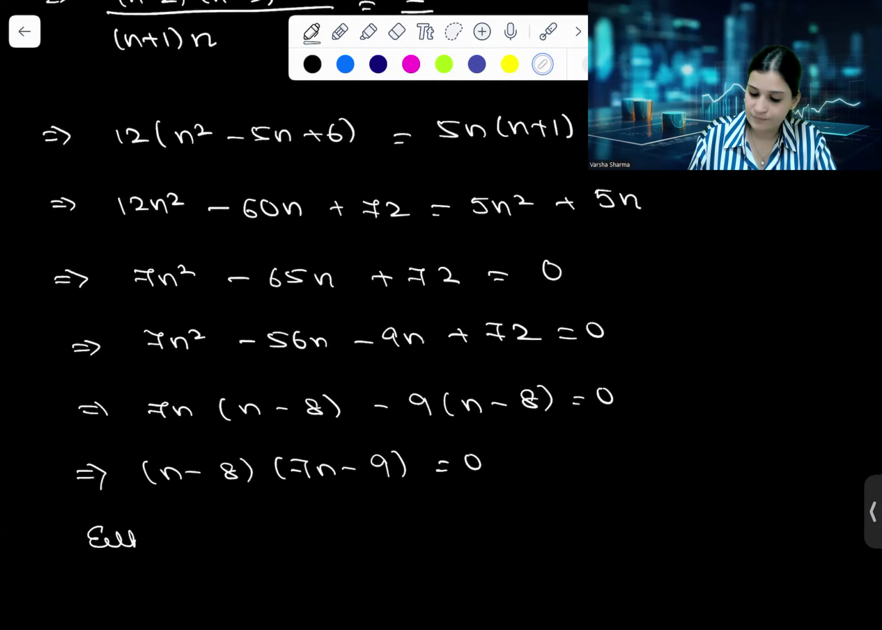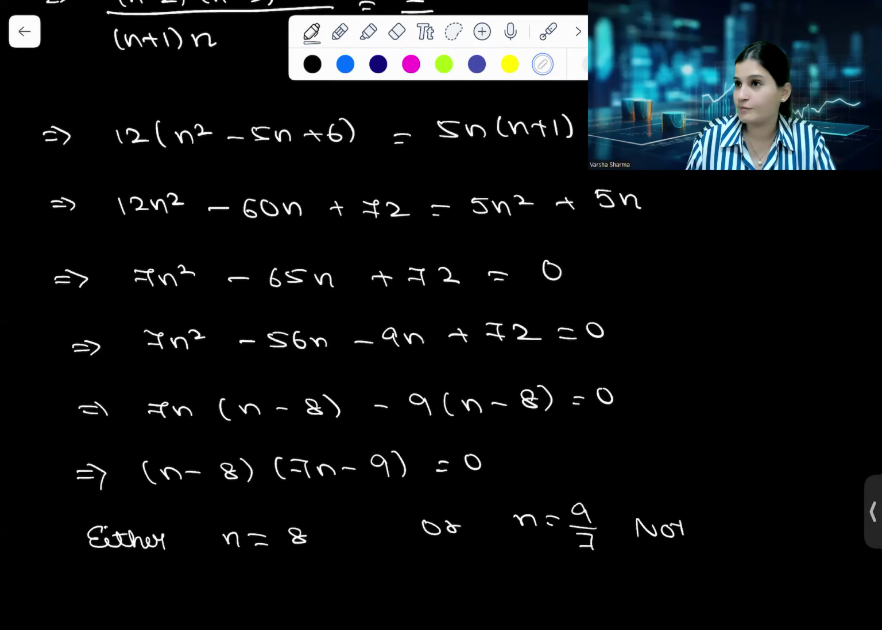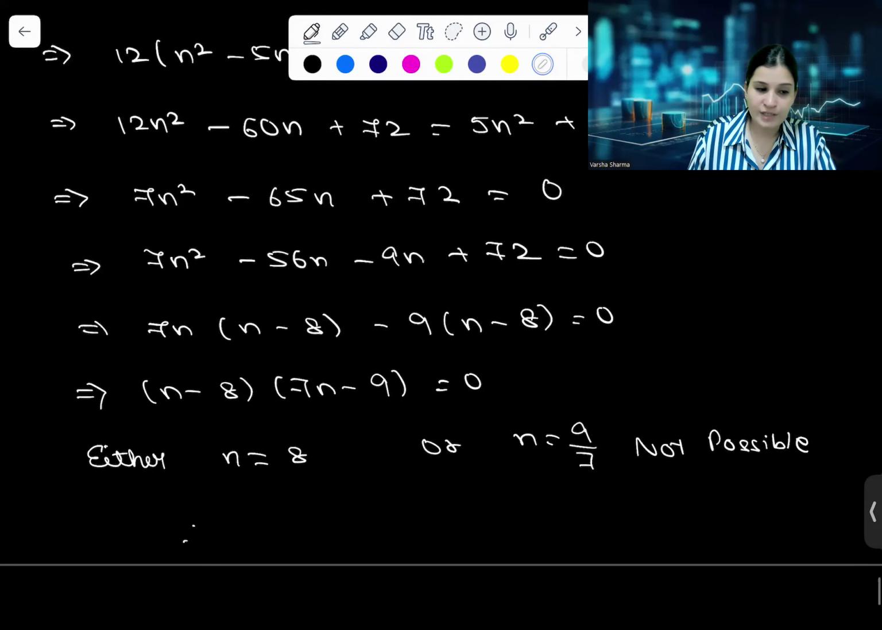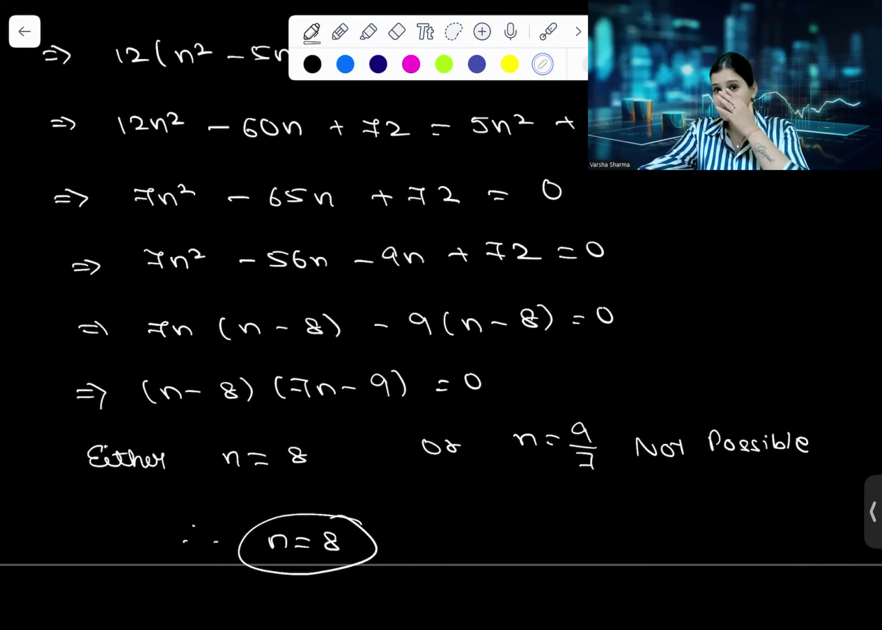Either n equals 8 or n equals 9 by 7. But 9 by 7 is not possible. We only have natural numbers, right? So n will only be 8. Is it understood to everyone? Guys, any doubt? None. Does it match?